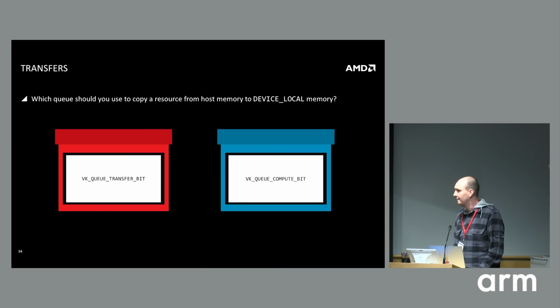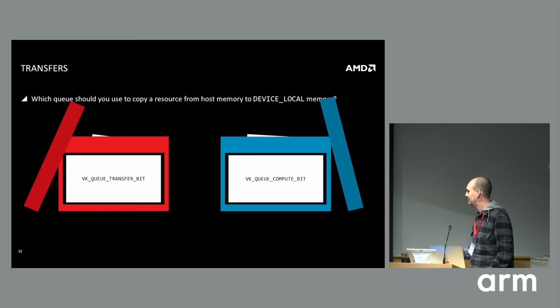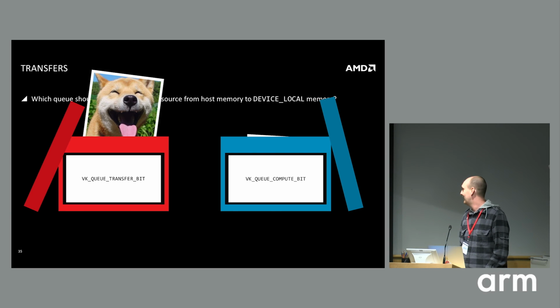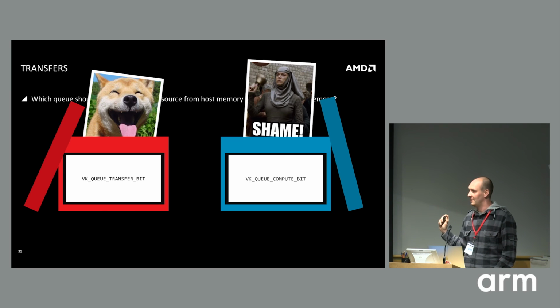Okay, another game. Transfers. Which queue would you use to copy a resource from your host memory to device local? Hands up for the red box, which is any queue with a transfer bit. Hands up for the blue box: I would use the compute queue. Open the boxes. Not a trick question. You get the dog for the transfer queue bit, and I'm sorry to say you have been shamed with the none. You should probably use a queue with the transfer bit set.